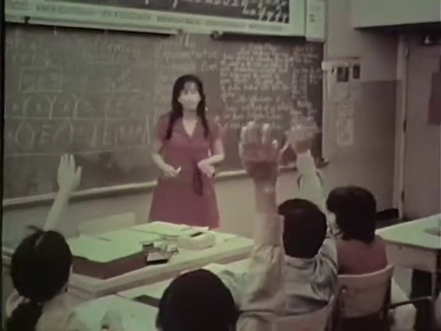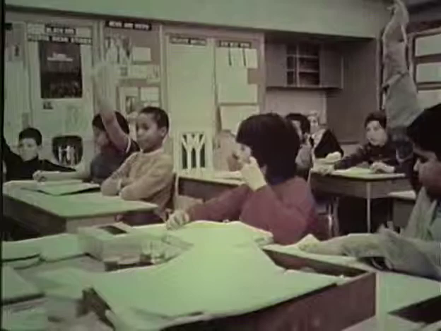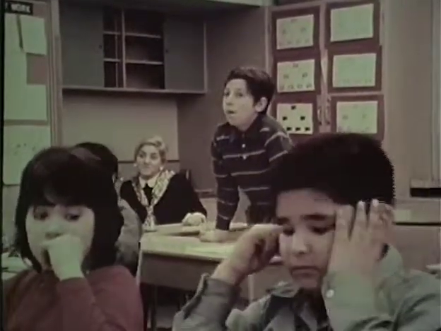Someone tall. Reno? 16. Okay, can you come write it on the board?